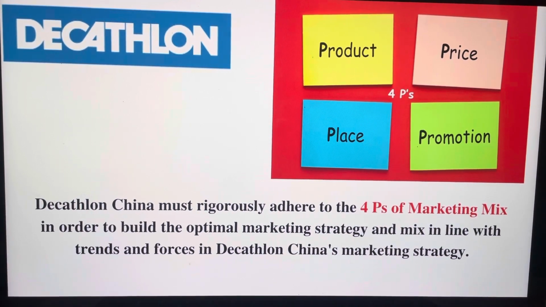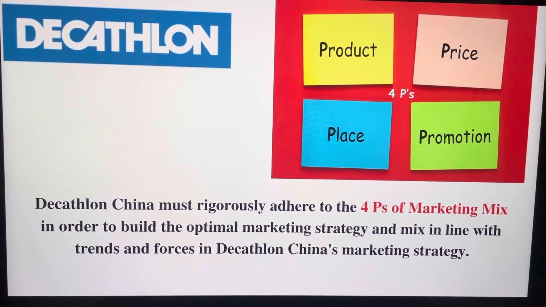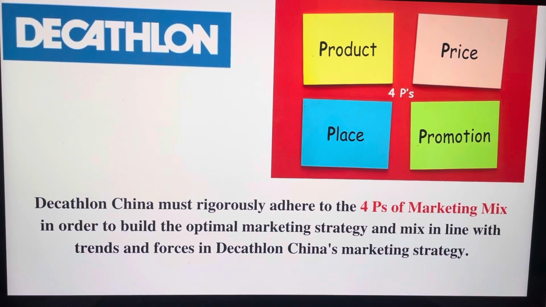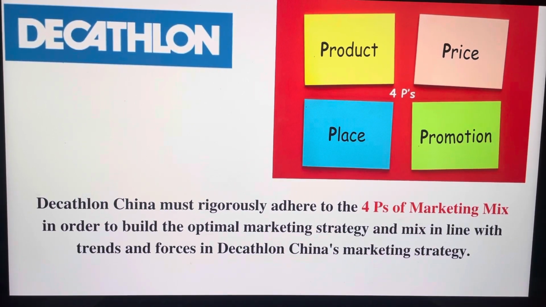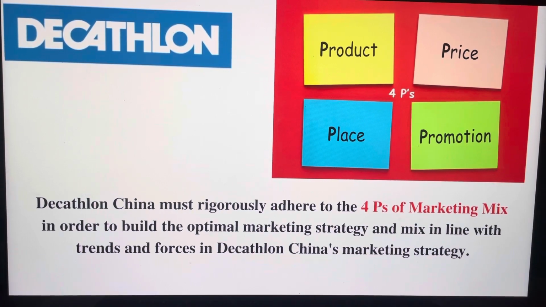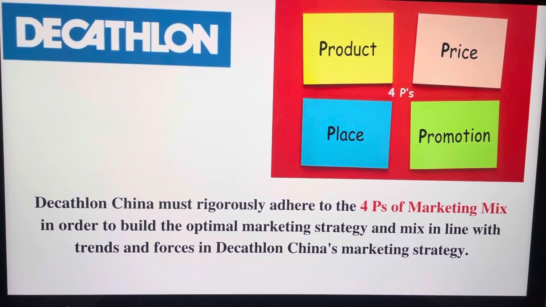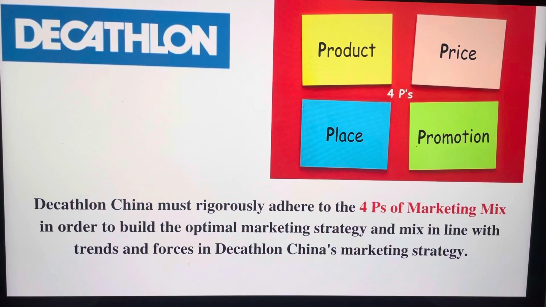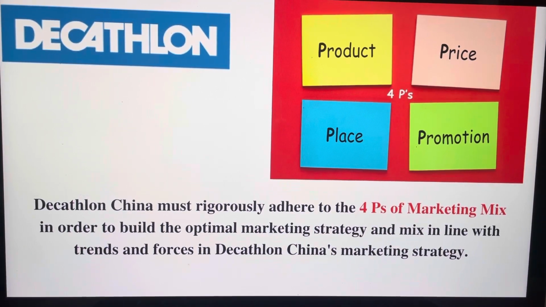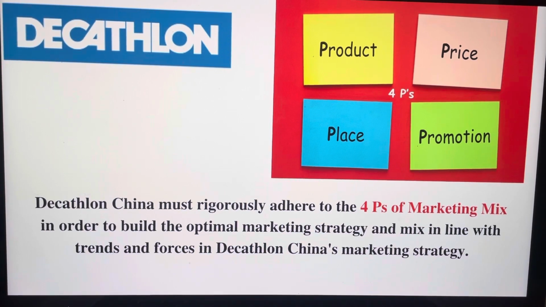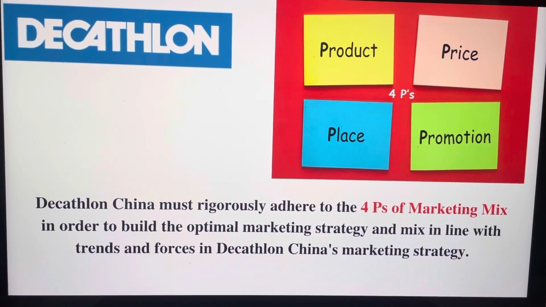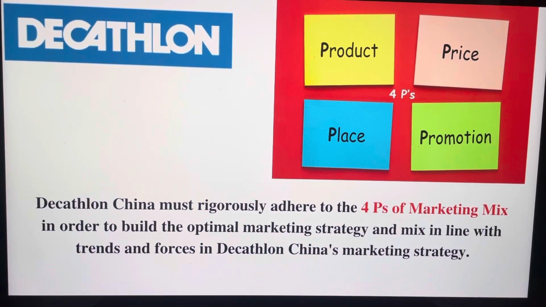The first P is product. Decathlon China must recognize the underlying determinants of customers' perception and behavior and create products that appeal to them and innovate products inclined towards the acceptance of the omni-channel. The second P is place. To make a channel estimation, examine the purchasing behavior and distribution network expenses to expand into omni-channel.